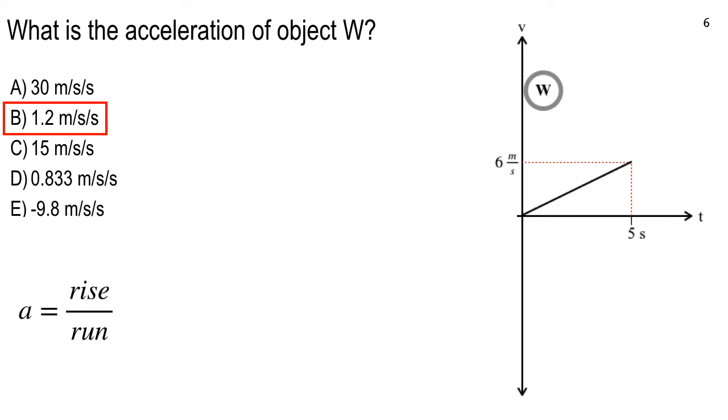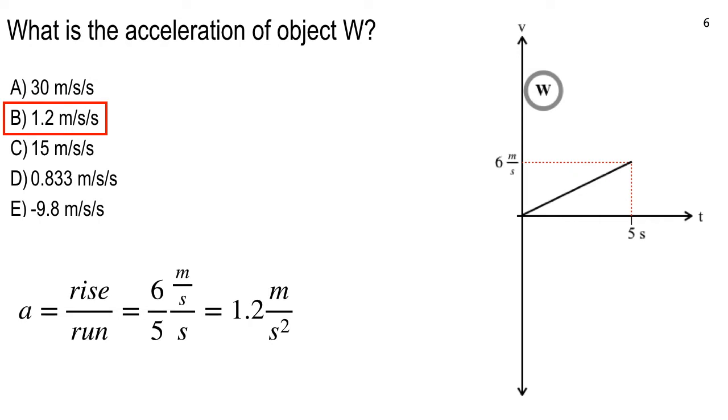Let's figure out the actual calculation. I'm sorry, this should be letter A for acceleration. A equals rise over run. I'll try to fix that before I YouTube it. So from a velocity graph, you look at the rise over the run, and that gives you the acceleration. Now for this one, the rise is 6 meters per second vertically on the graph. And the run is 5 seconds. And then you take the quotient 6/5, that's 1.2.